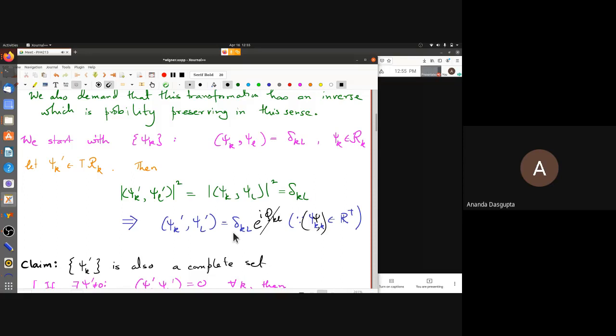Doesn't that contradict the fact that you have infinitely many possible choices? Suppose I change my psi l prime instead of choosing this one, for which maybe psi k prime, psi l prime was delta kl. Maybe I change it after that. I take some other psi l double prime from TRl. That's my free choice, right?